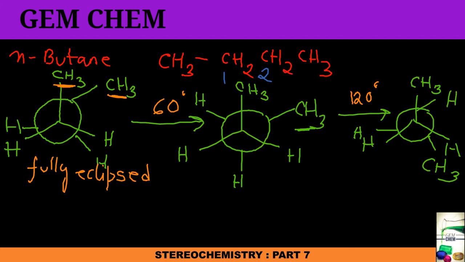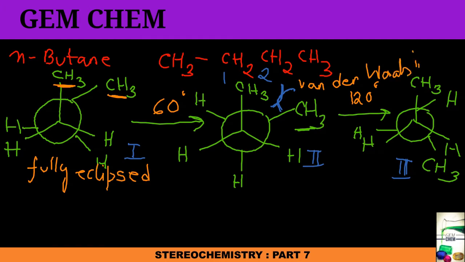Now remember, this is 1, this is 2, this is 3. Though in 2 there is no complete repulsion, there is a van der Waals interaction present in the 3. So here is the presence of van der Waals interaction. Remember this. So it will also be higher in energy, but not as high as conformation 1.